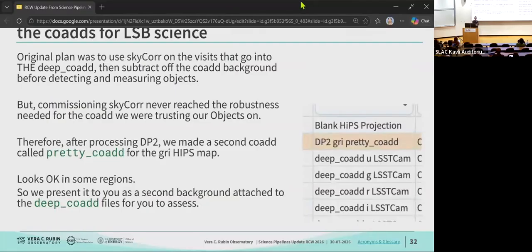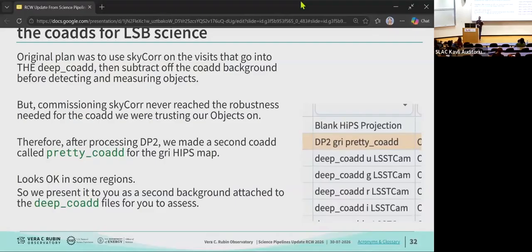So the original plan was to use the per-visit backgrounds called SkyCore, like we do for HyperSuprime-Cam, and then construct a coadd out of those, and then before doing detection and measurement on the coadd, we subtract off a spline fit, but that background, the full focal plane background model, is still left in. It's still attached to the coadd, and if you're interested in low surface brightness science, you can add that back in and get back to the pretty version with all the low surface brightness features.